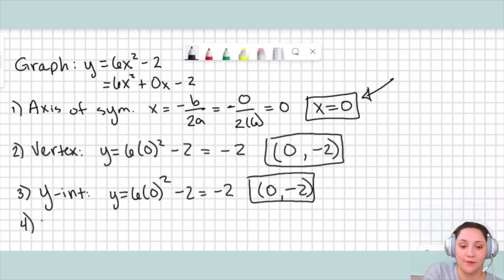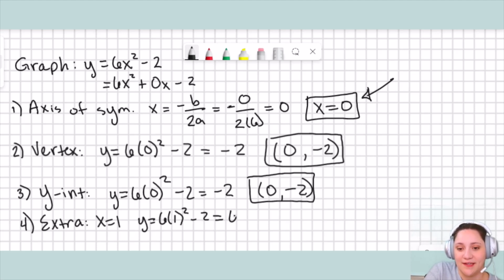And then the fourth step, recall, is to find the extra points. And I always like to just pick x is equal to 1, because almost always that's just really easy to substitute in. So if I do that, y is equal to 6 times 1 squared minus 2. That's equal to 6 minus 2, which is equal to 4. So one of the extra points is going to be 1, 4.